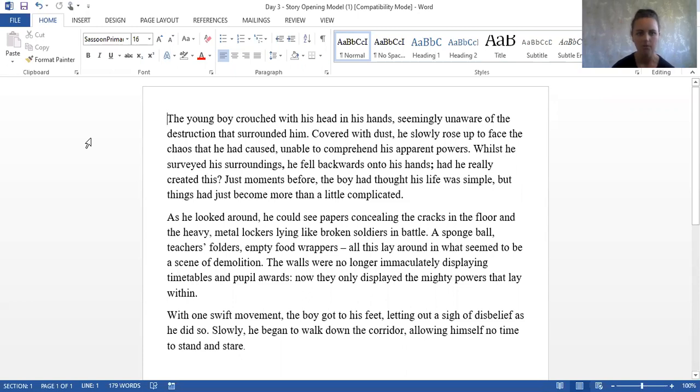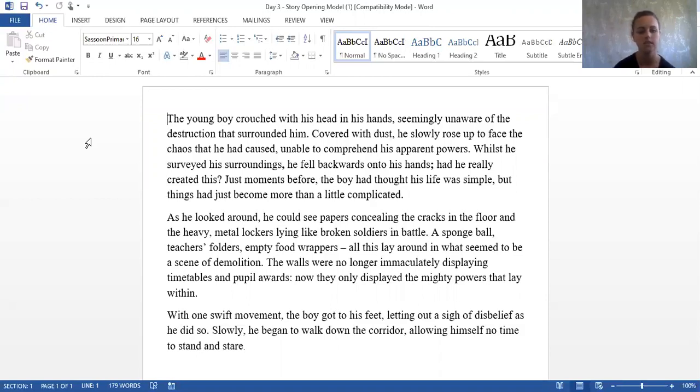So, the young boy crouched with his head in his hands, seemingly unaware of the destruction that surrounded him. Covered with dust, he slowly rose up to face the chaos that he had caused, unable to comprehend his apparent powers. Whilst he surveyed his surroundings, he fell backwards onto his hands. Had he really created this? Just moments before, the boy had thought his life was simple, but things had just become more than a little complicated. As he looked around, he could see papers concealing the cracks in the floor and the heavy metal lockers lying like broken soldiers in battle.